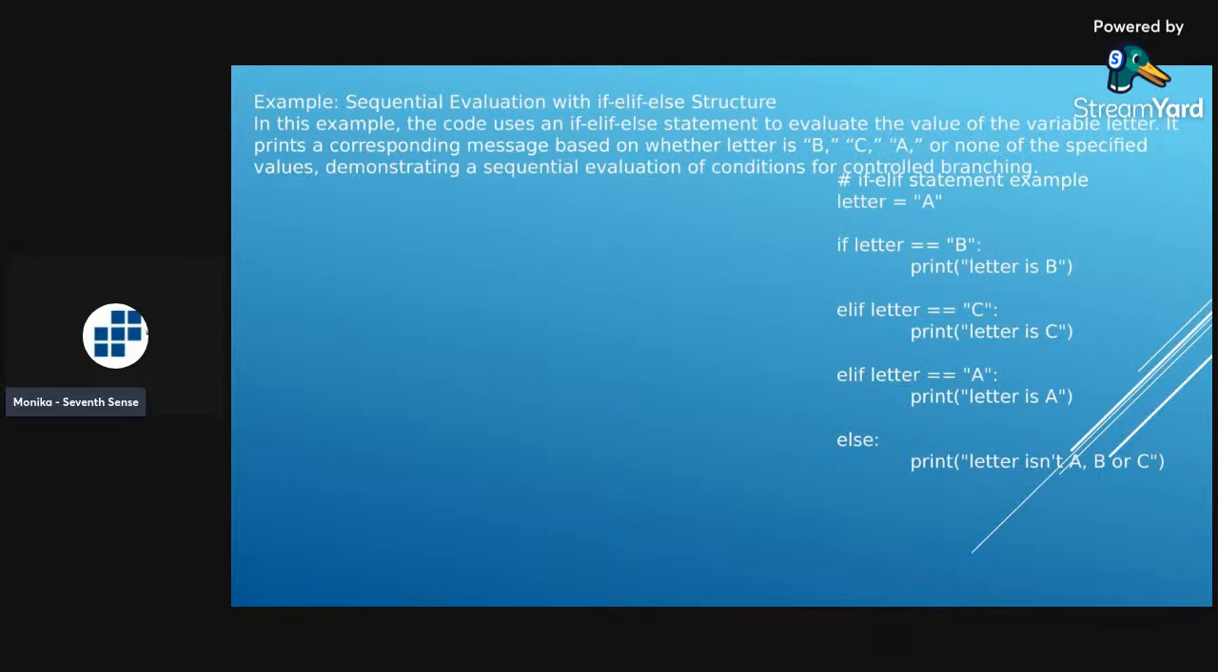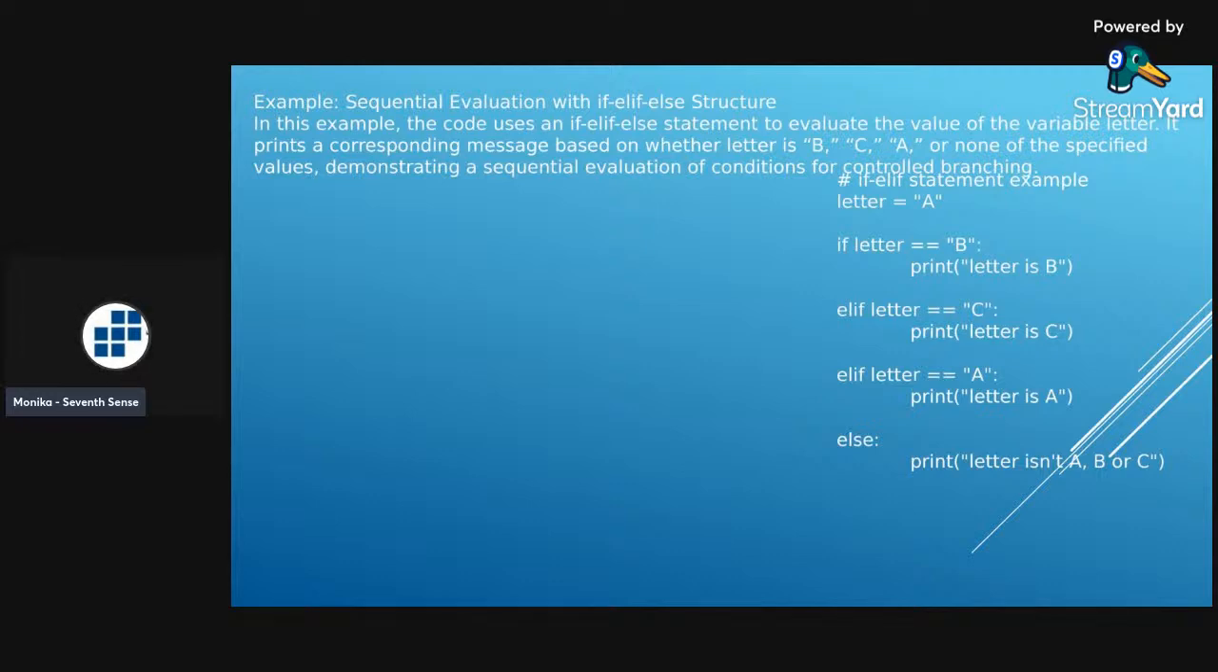Okay. Next, we have the example. In this example, the code uses an if, elif, else statement to evaluate the value of the variable letter. What is the variable letter here? The variable letter is A, and it prints a corresponding message based on whether the letter is B, C, or A, or none of the specified values.